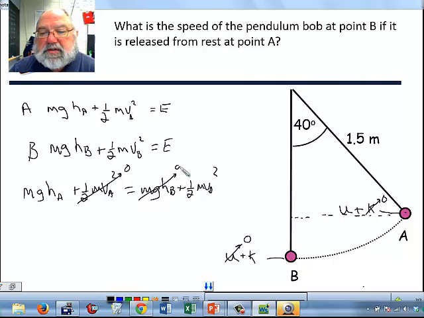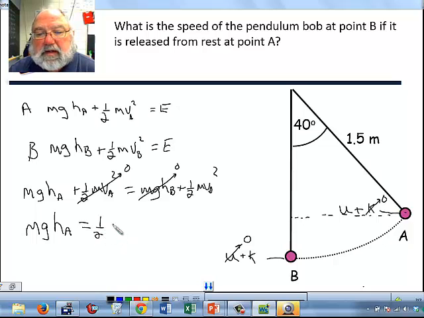So the gravitational potential energy at that point is 0. So that tells us that m g h_A, the height at A, is equal to 1/2 m v_B squared. It's a good thing that the masses cancel out because it didn't tell you what it was. Well, now we can solve for the velocity at B.